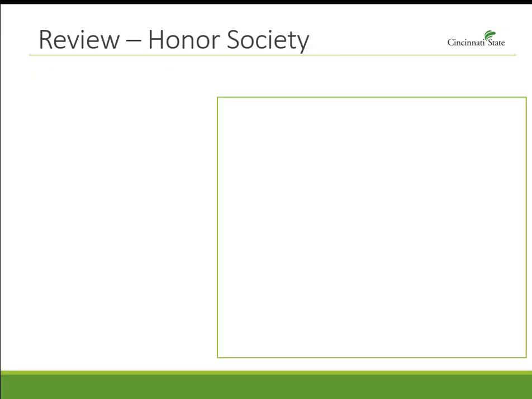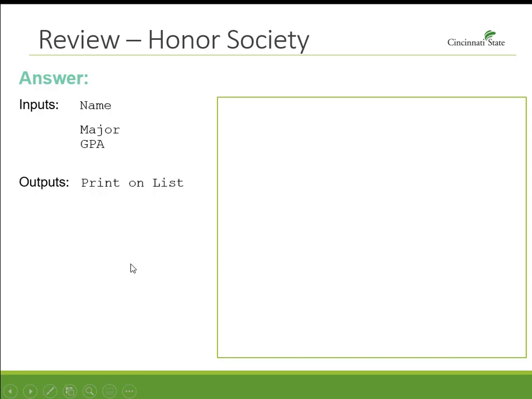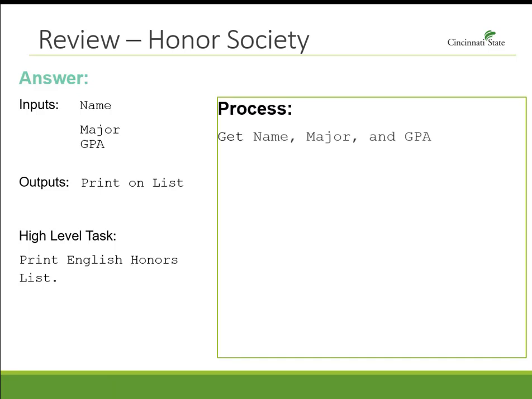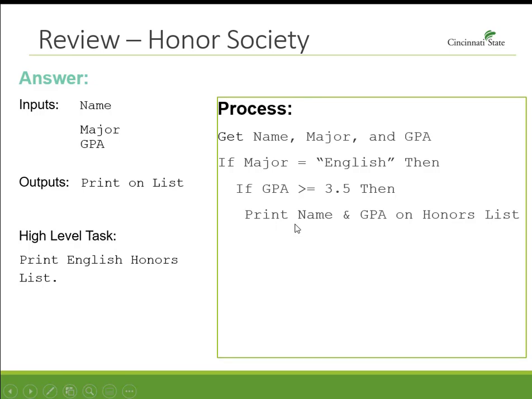Let's walk through the logic. Our inputs: name, major, and GPA. Outputs: print on list. High-level task: print English honors list. Our process: get name, major, and GPA. If major equals English, then we want to check if the GPA is greater than or equal to 3.5. If so, print name and GPA on the honors list. End if, end if.